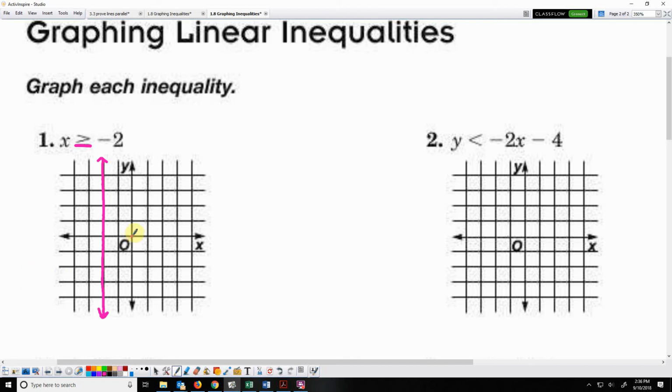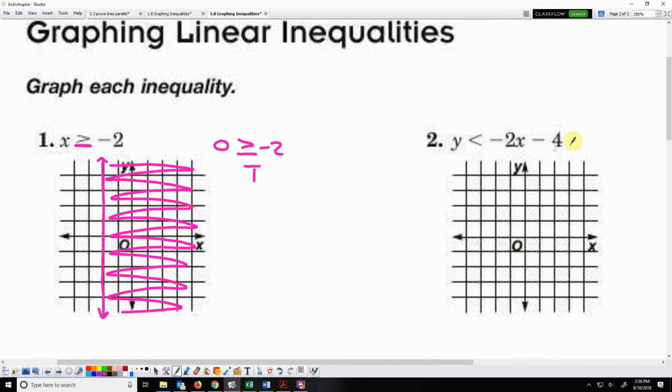So since the origin isn't on the line, and it's typically the easiest, we'll just plug in the origin where the x value is 0. 0 is greater than or equal to -2. That happens to be a true statement, so that means that the origin satisfies this inequality, and so will any other point on that side of the line. So any point on the line and any point on the right side of this line will satisfy the inequality.